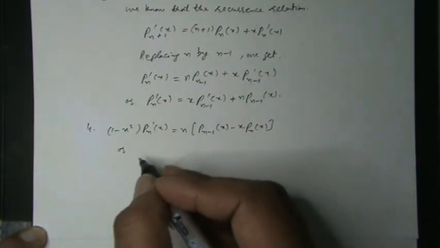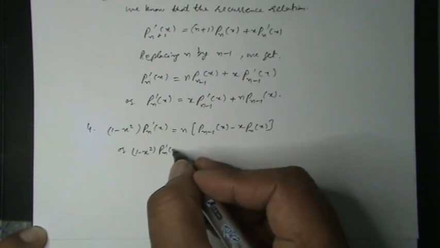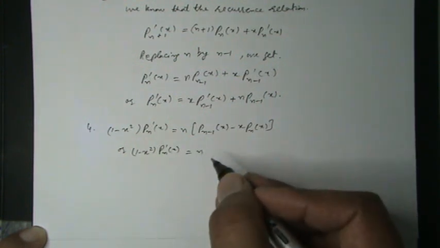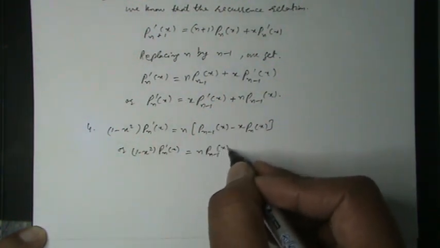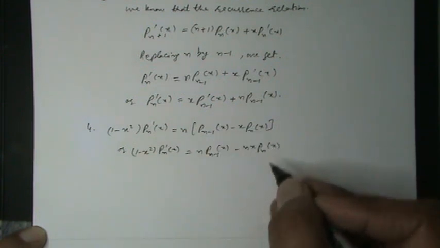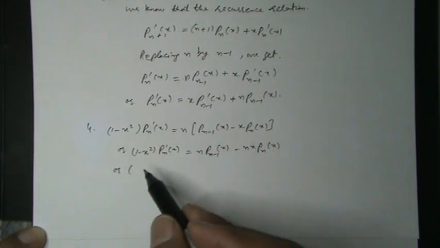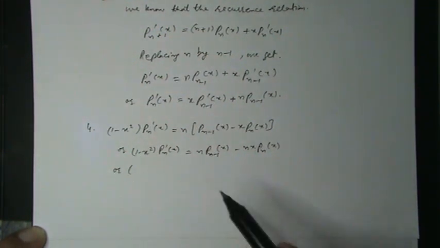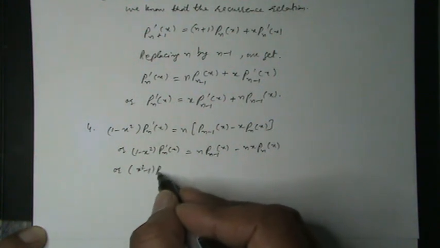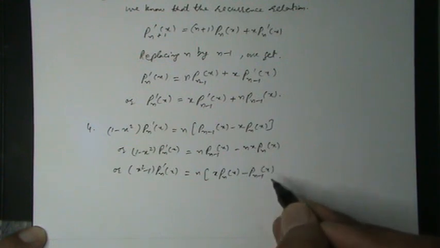or it can be written as 1 minus x square Pn dash x equal to n Pn minus 1 of x minus nx, only multiply n inside, Pn of x, or it can be written as x square minus 1, interchanging, taking negative common both sides. (x² - 1) Pn'(x) = n [x Pn(x) - Pn-1(x)].